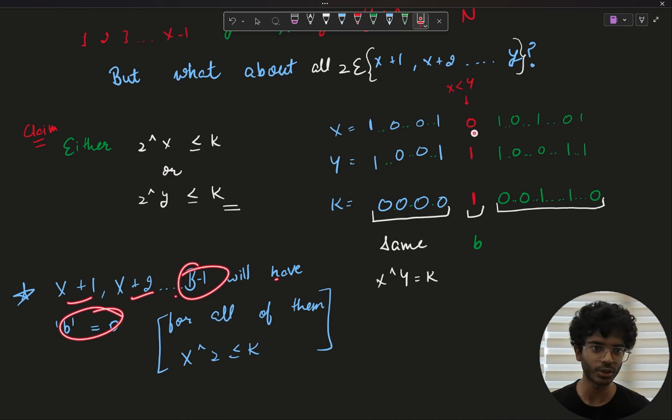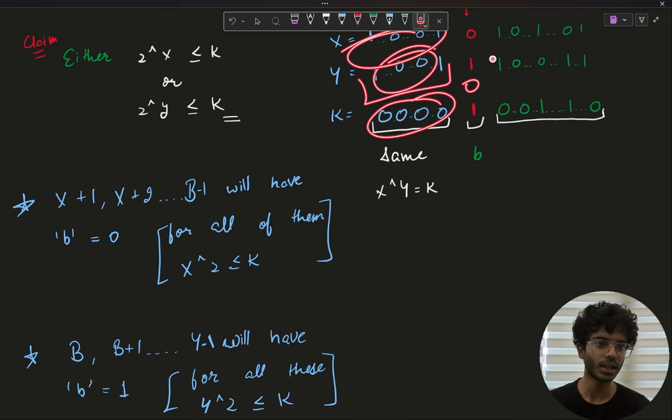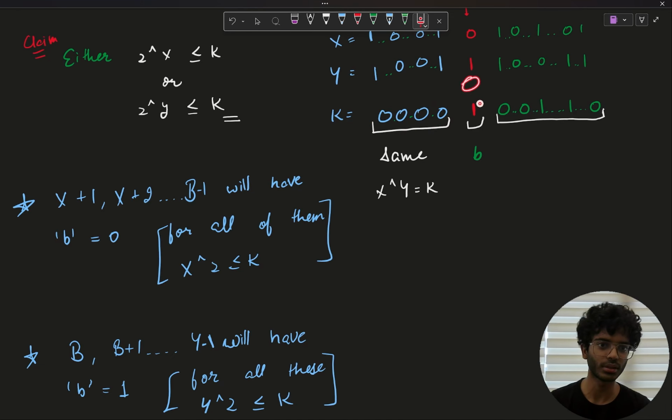Similarly, for all the elements from b to y minus 1, all of them would have this bit as 1. All of the other bits would still remain the same. If we do the XOR of y with all these numbers, then that would be less than or equal to k, because this bit would become 0. All of the earlier bits are the same, and after that, whatever comes doesn't matter, because this is 0 and this is 1, so this XOR would be less than or equal to k only, right?